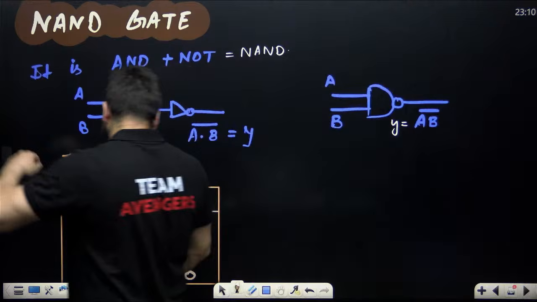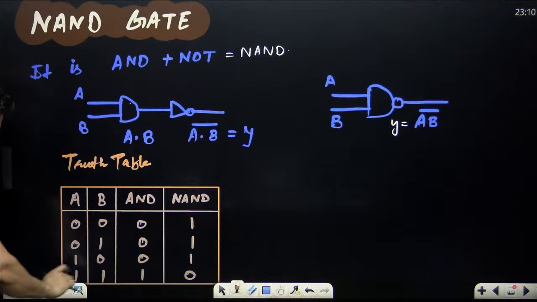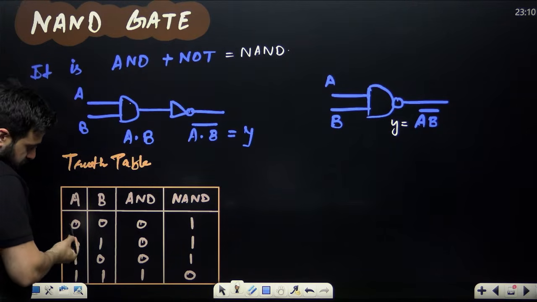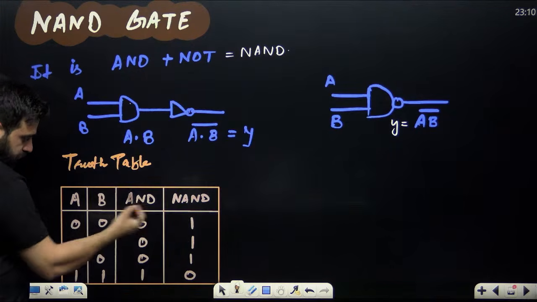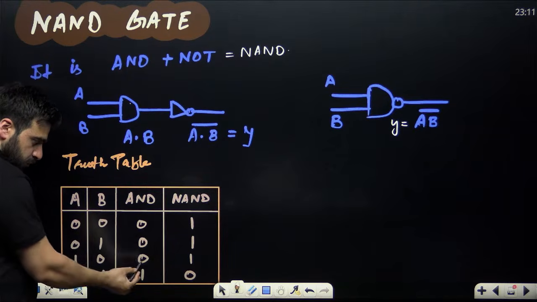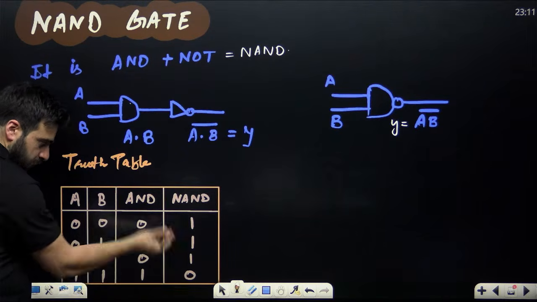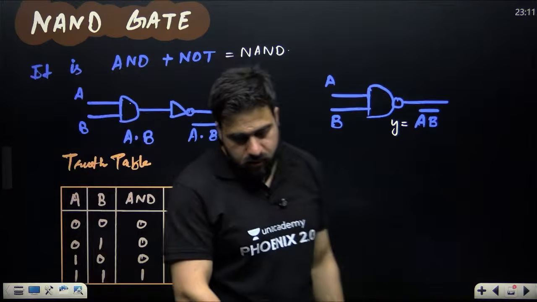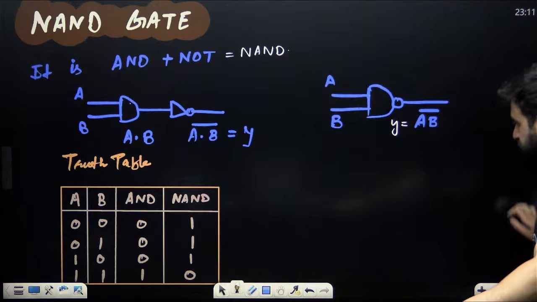So my dear NEET aspirants, I can say 0, 0, 0, 1, 1, 0, 1, 1. Now see, this is 0 into 0 is 0, 0 bar is 1. 0 into 1 is 0, 0 bar is 1. 1 into 0 is 0, 0 bar is 1. 1 into 1 is 1, 1 bar is 0.